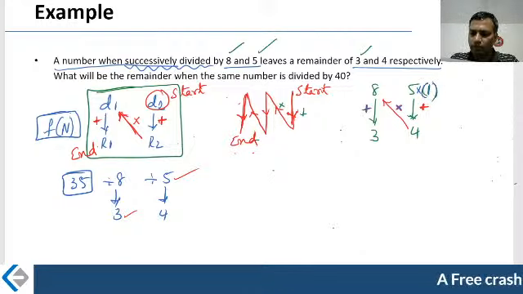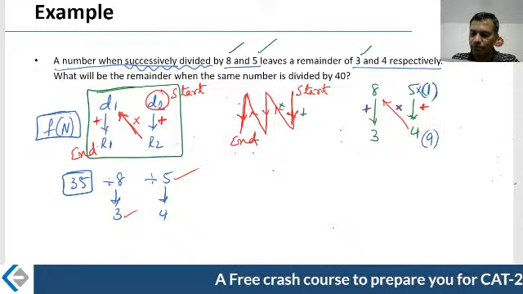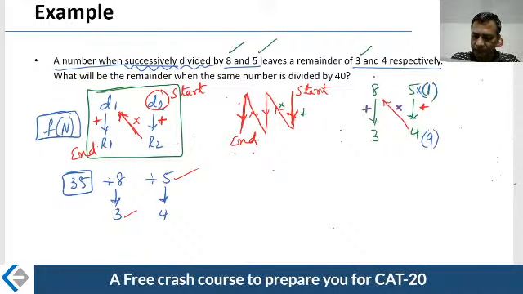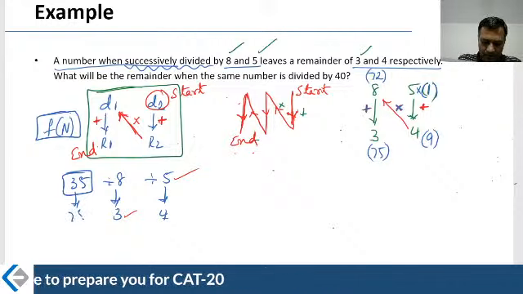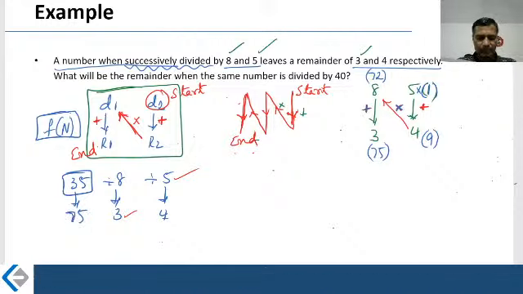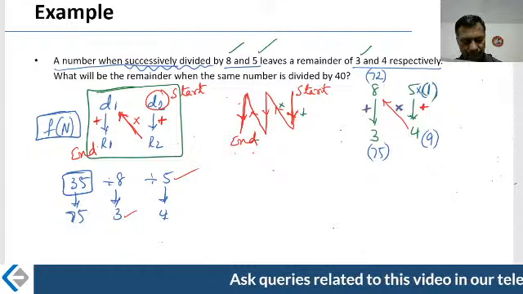5 one time, 5 plus 4, 9. 8 into 9, 72. Because when you go up, it's multiplication. 72 plus 3, 75. You are saying that after 35, the next number is 75. 75 is the next number.